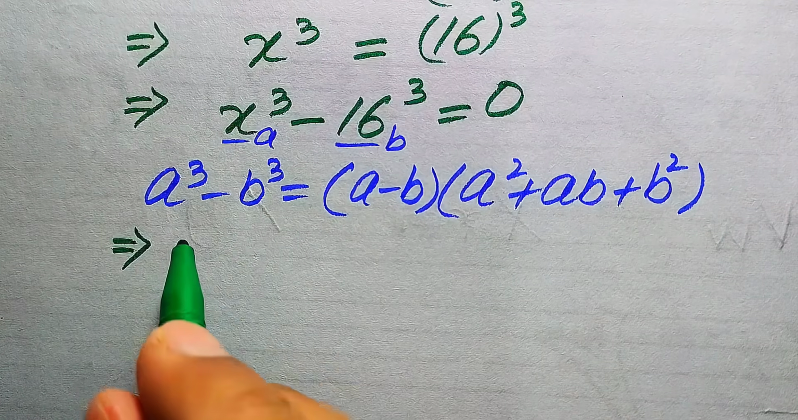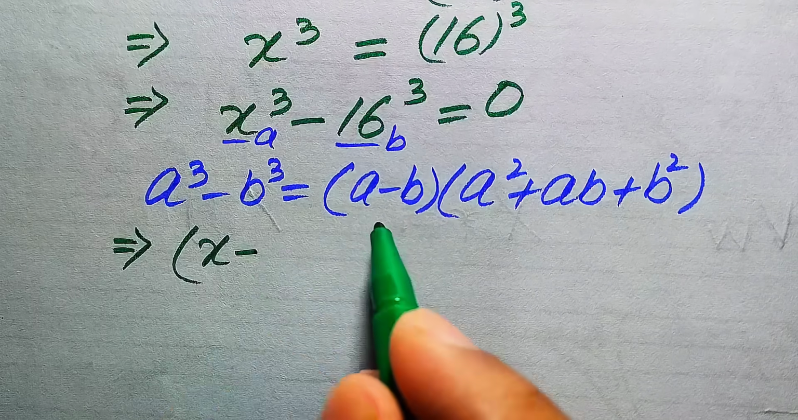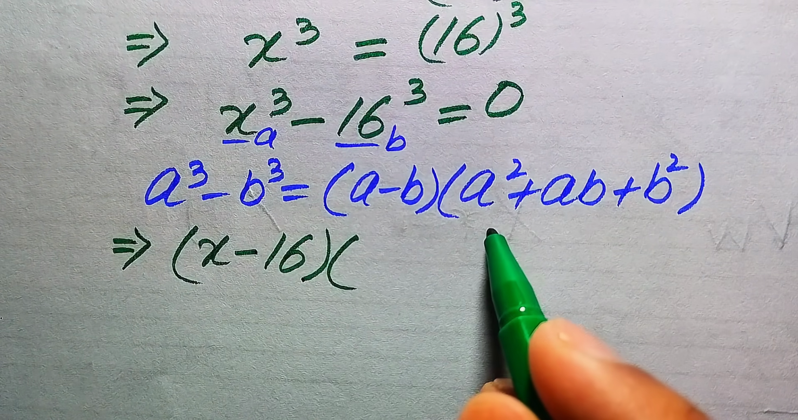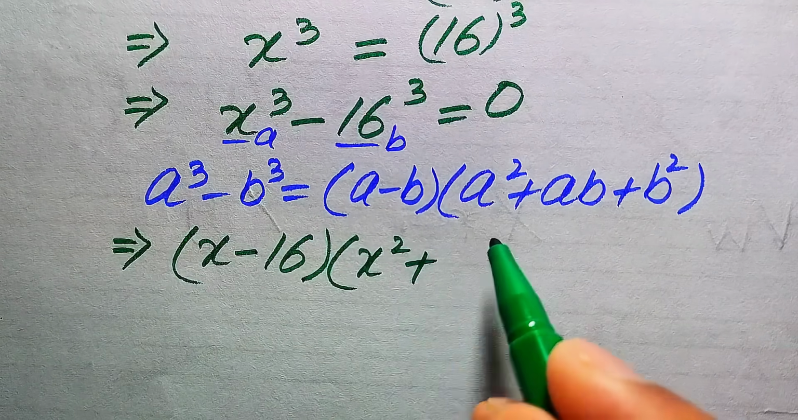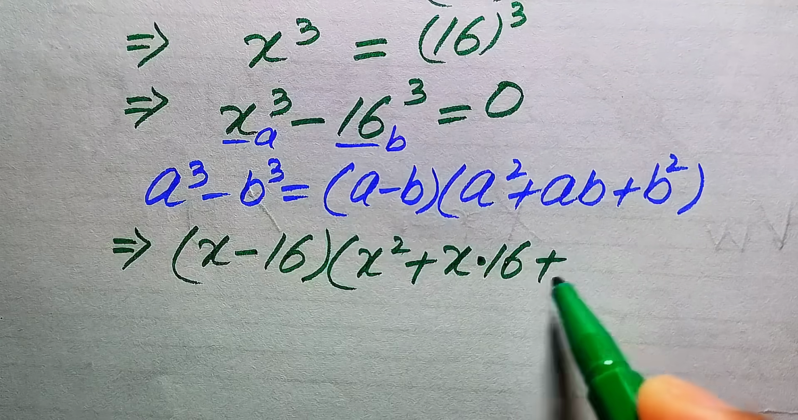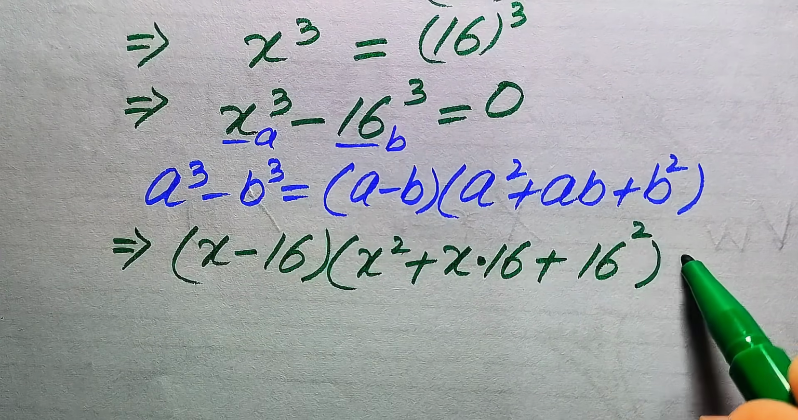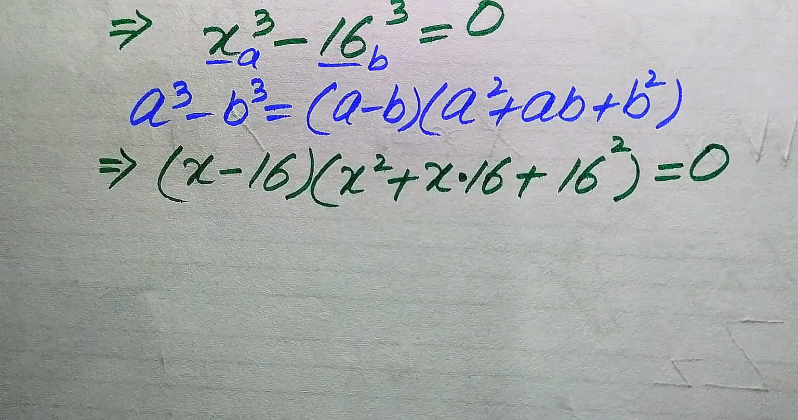After applying this formula our above equation is written as, first you have a minus b, the value of a is x minus the value of b is 16, into a squared, the value of a is x, so x squared, plus ab, the value of a is x and b is 16, plus b squared, the value of b is 16, so 16 squared, and this whole equation equals 0.